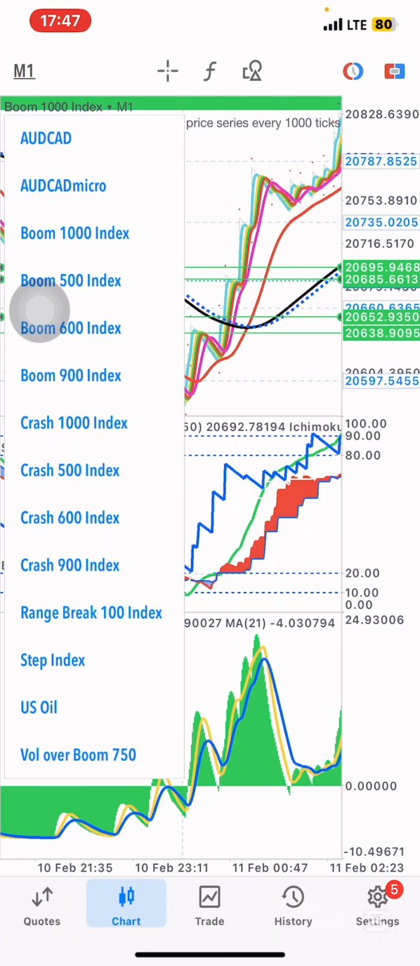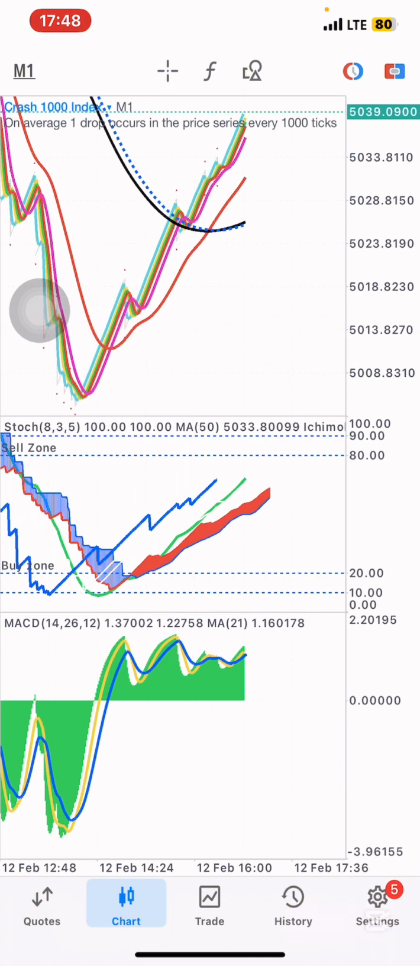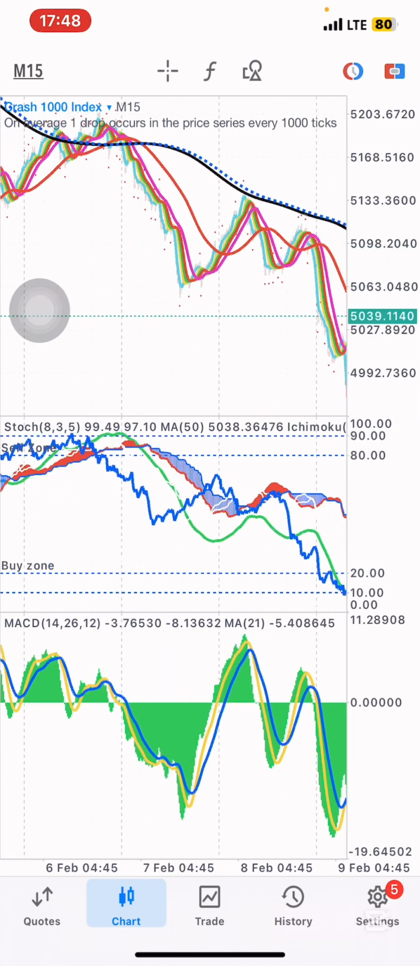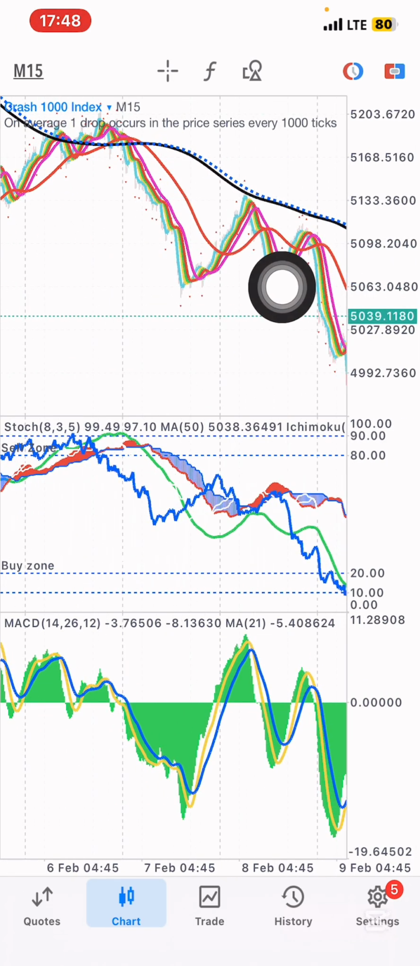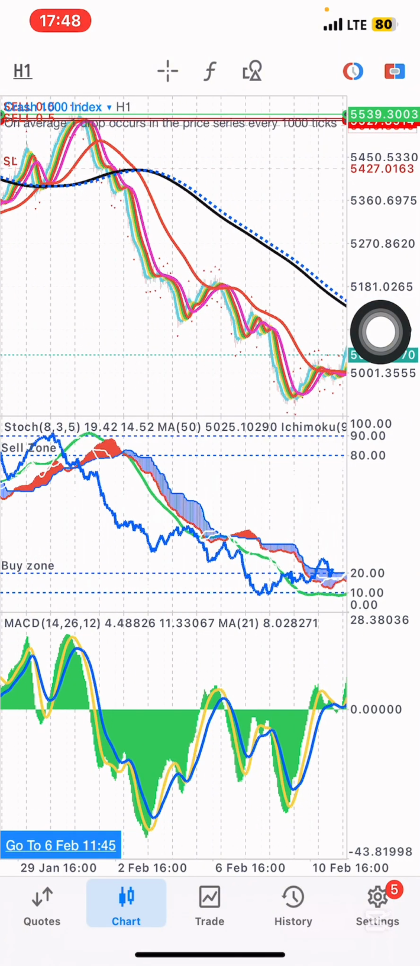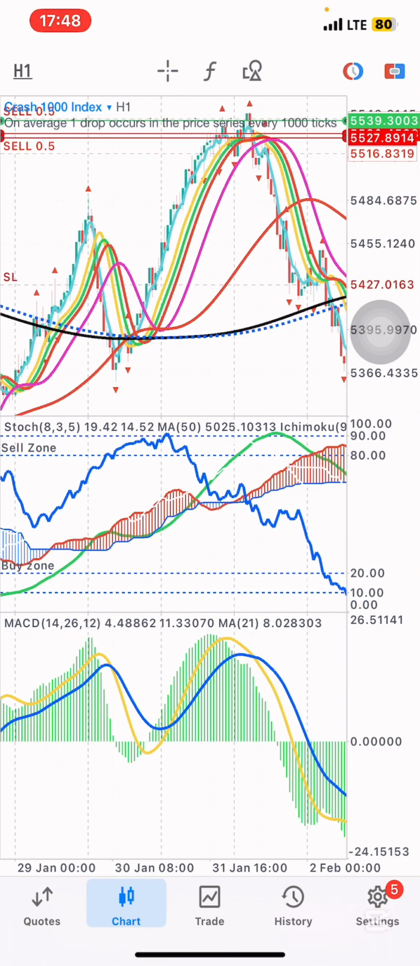Let's check Crash 1000 and see a very nice trading setup that we may see. Look at it here. See, price is supporting. Price is supporting. Market is still trading down. I think we have a running trade. You see, we already moved the stop loss; I will even forget this trade.